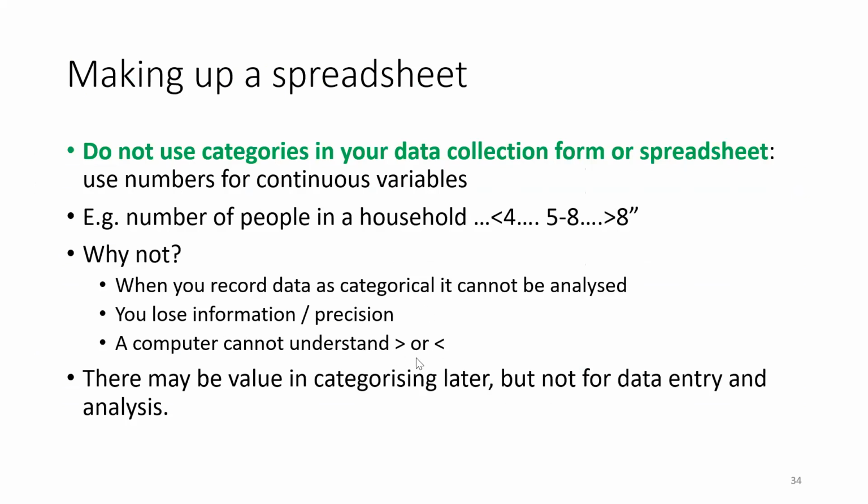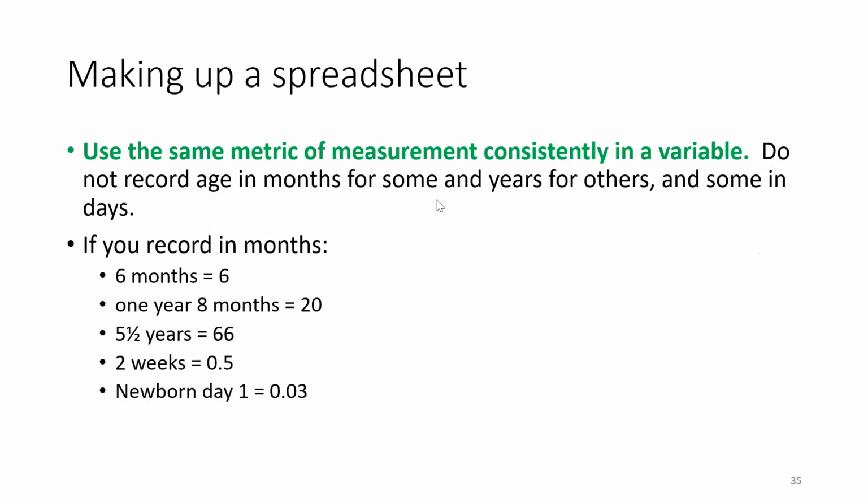And the other thing is a computer can't understand these symbols, less than 4 or greater than 8. It doesn't understand those things. So you can't really analyze it if you record it that way. All right. Sometimes later on, when you're presenting your data in your thesis, then you can categorize the variables later, but not for data entry and analysis. Just record continuous variables as continuous variables.